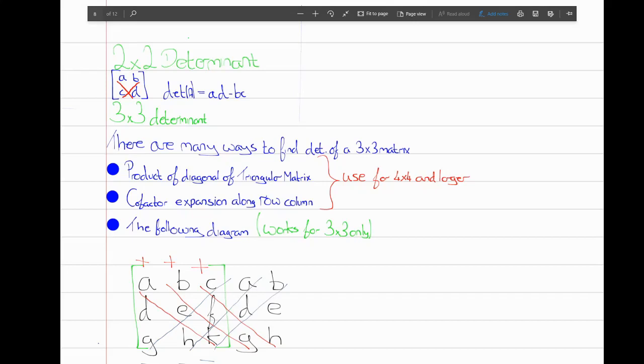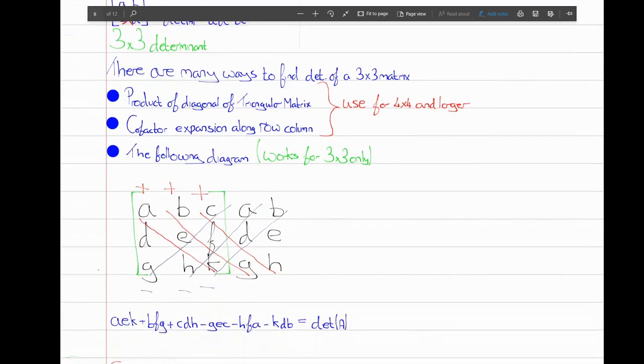Okay, so the 3 by 3 determinant. There's a number of ways of doing this. We're going to have the product of a diagonal of a triangular matrix. We could use cofactor expansion along a row or a column. And my own preferred way for finding the determinant of a 3 by 3 matrix is this diagram here below.